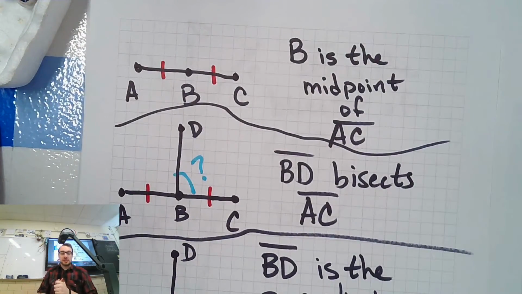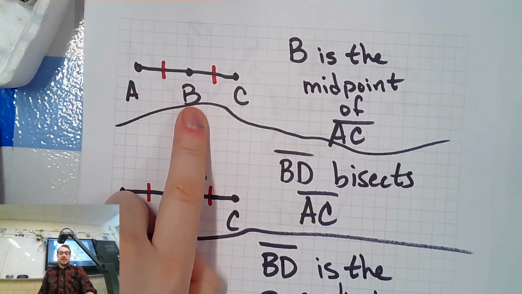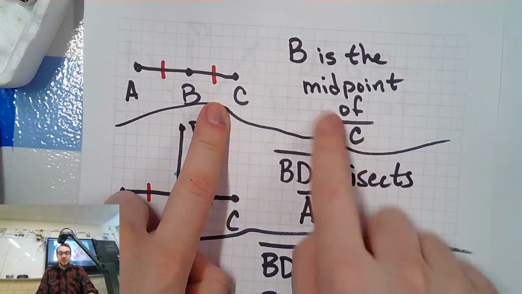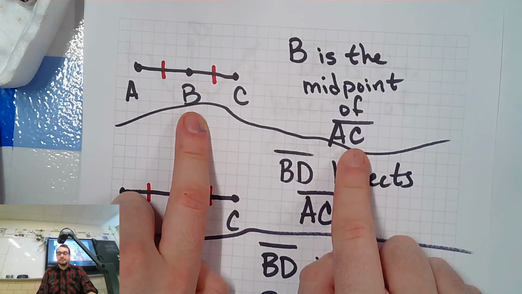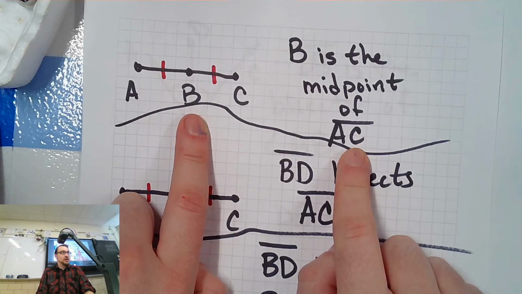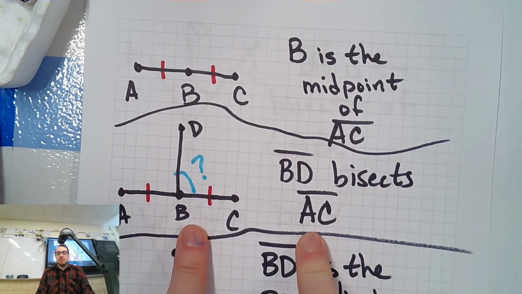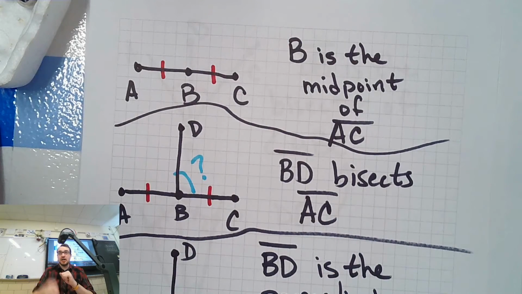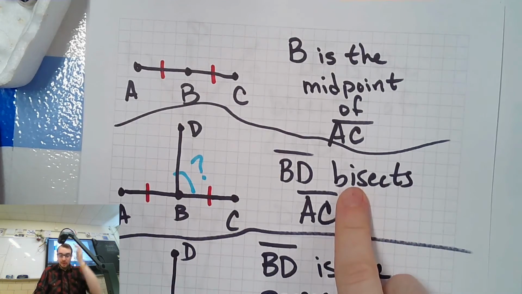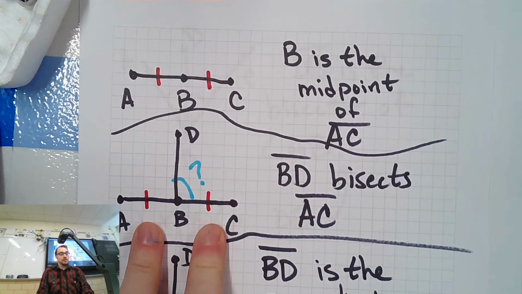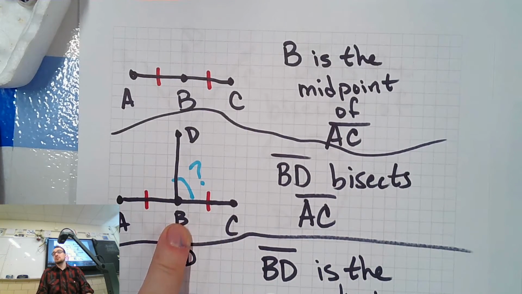First of all, some quick definitions. That's the definition of midpoint, right? It cuts a segment in half. So we can say B is the midpoint of AC by definition. Everybody agree with that idea? BD is a bisector of AC. Bisect means to cut into two. Sect means to cut, and bi means two, so we cut in half. So DB is cutting AC in half, which then implies that B is the midpoint.